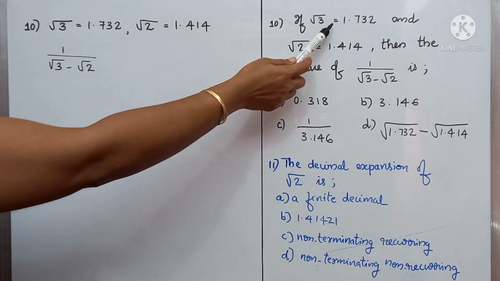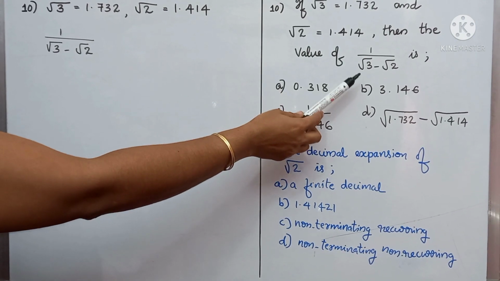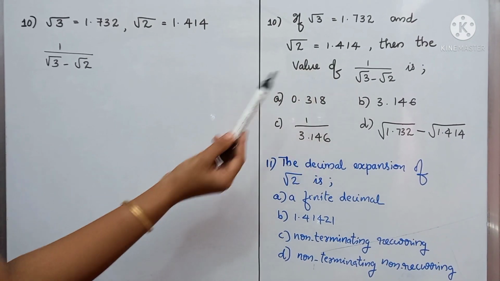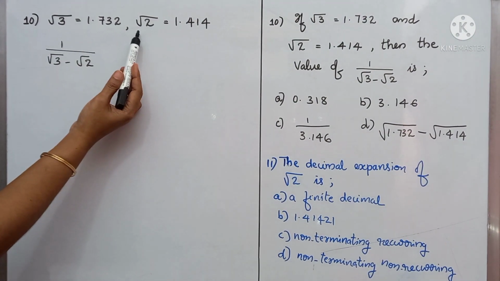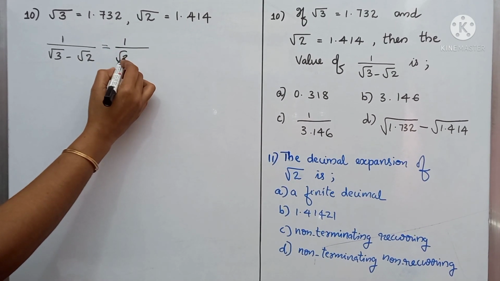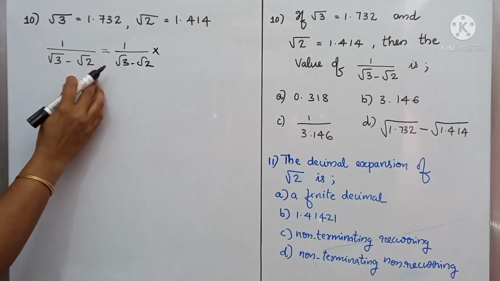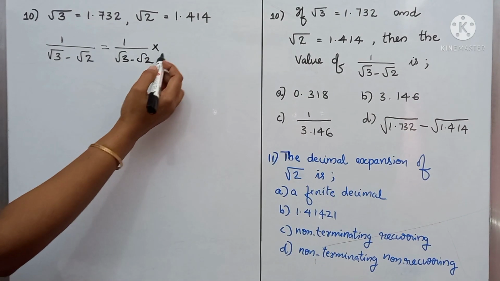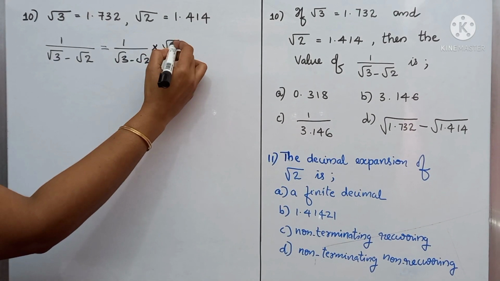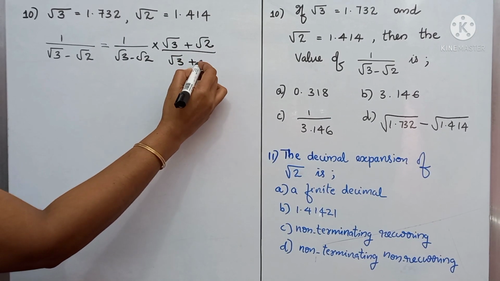Question number 10. If root 3 is equal to 1.732 and root 2 is equal to 1.414, then the value of 1 by root 3 minus root 2 is, first we have to solve this 1 by root 3 minus root 2. Here the values of root 3 and root 2 are given. Then 1 by root 3 minus root 2 is equal to 1 by root 3 minus root 2 into, we have to rationalize the denominator of this, so we have to multiply it by the conjugate or rationalizing factor of root 3 minus root 2, that is root 3 plus root 2 divided by root 3 plus root 2.